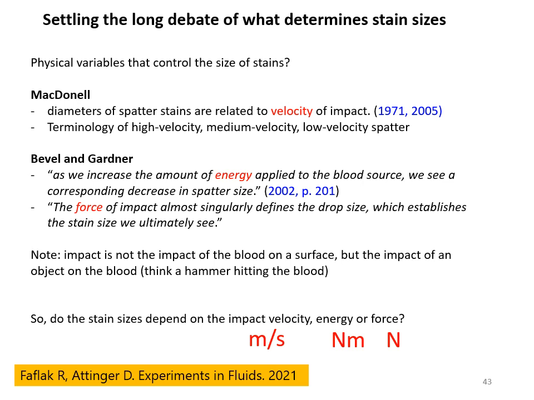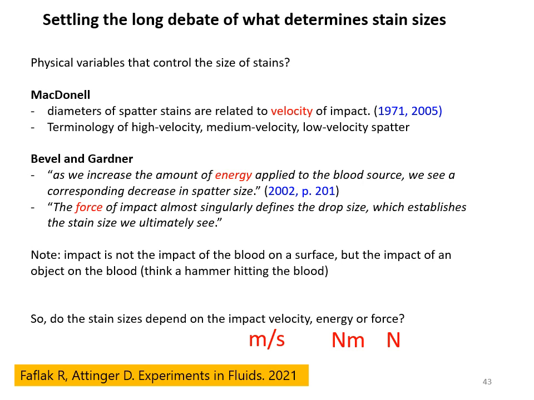There was McDonnell who started in the 70s by saying that the diameter of the spatter stains is mainly related to the velocity of the impact. And by velocity of the impact, I mean the velocity of the object that is impacting the pool of blood and creating the spatter, okay? Not the velocity of the drops themselves. There's a lot of confusion about this. And he came up with this very criticized terminology of high velocity, medium velocity, and low velocity spatter, right?